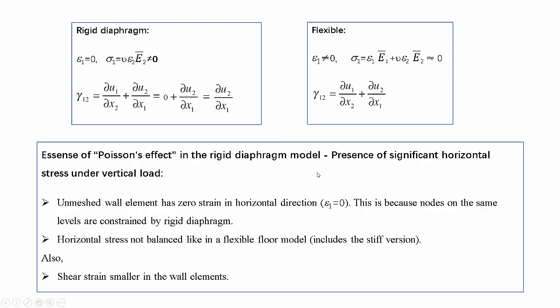Now, it's worth noticing that for the stiff version, although the horizontal stress is much smaller than the flexible one, it shouldn't be 0. So, like the flexible model, it shouldn't have very large, very pronounced horizontal stress. Also noticeable is that in the rigid diaphragm model, the shear strain, due to the fact that horizontal strain is 0, will be missing this part. So it will be smaller than in the flexible model.